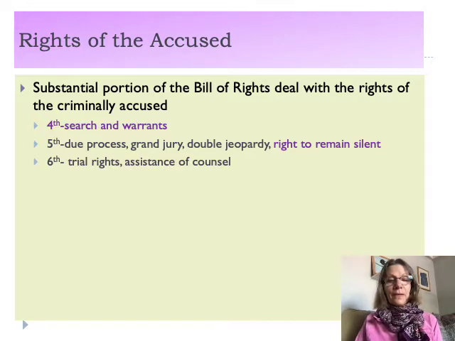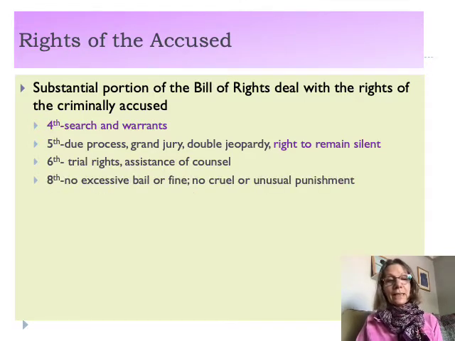We're going to be looking at the Sixth and the Eighth Amendment next for the final topic of the semester, topic 12. For this topic, we're looking at the Fourth Amendment and the Fifth Amendment. Next week, we'll be taking a look at the Sixth Amendment, which includes trial rights and assistance to counsel. And we'll also be taking a look at the Eighth Amendment that deals with punishments.